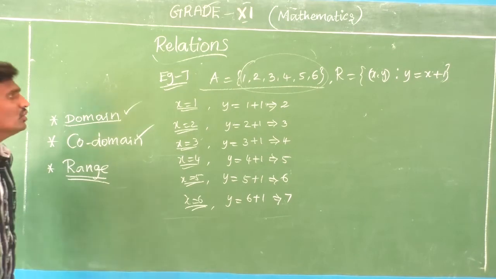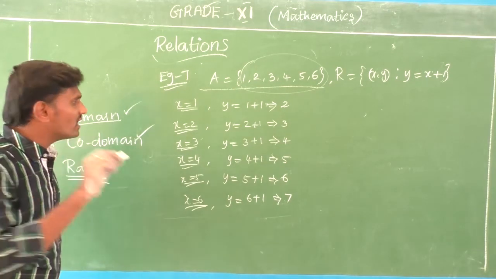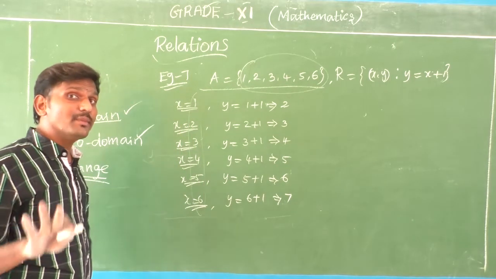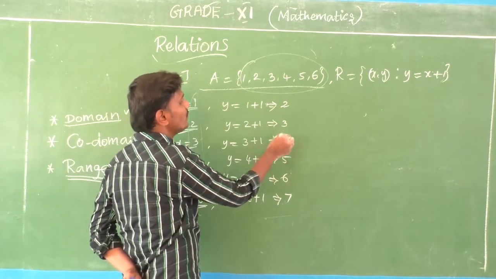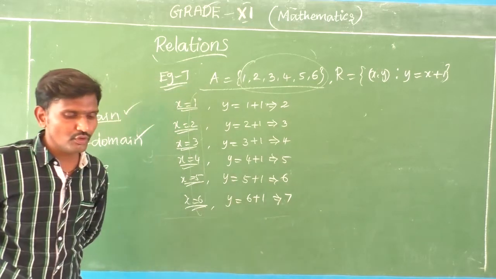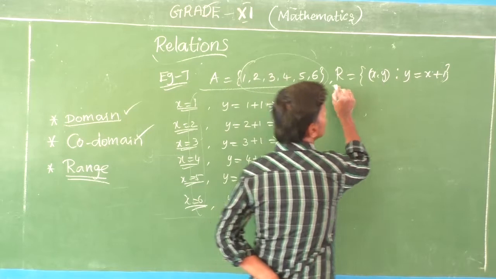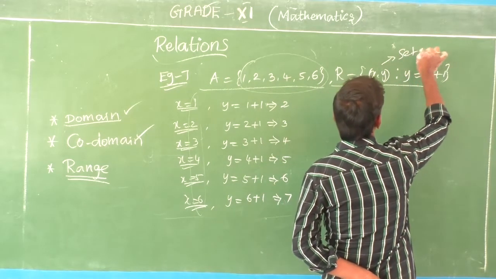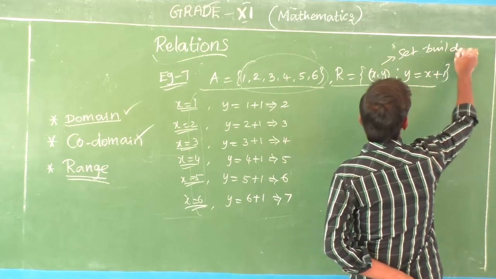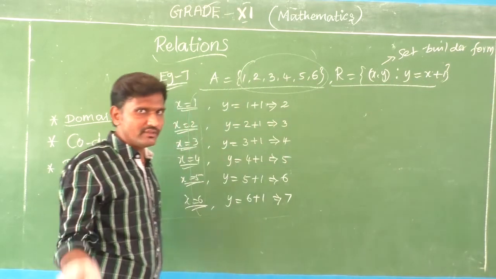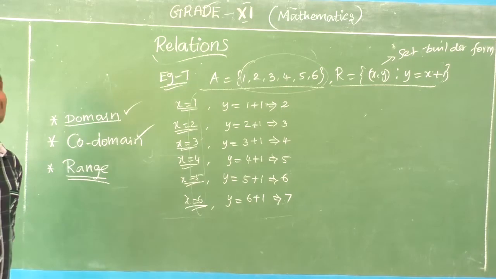Yes. So now you understood the elements of A are 1 to 6, and the elements of B are 2, 3, 4, 5, 6, 7. By this relation, this is your set-builder form. After the set-builder form, how do we convert? It will be the roster form.